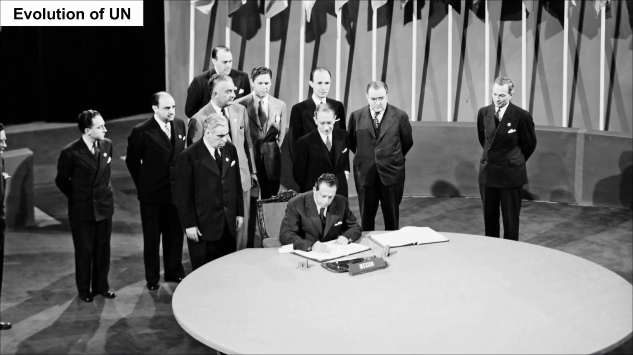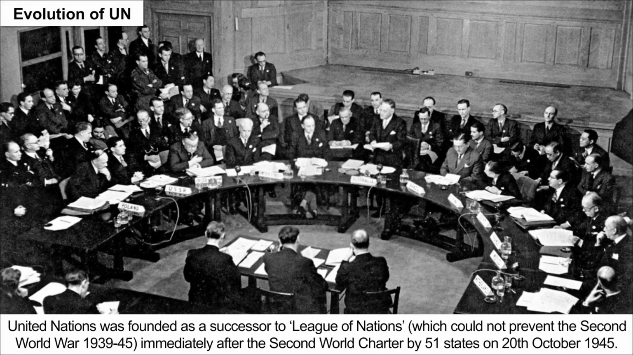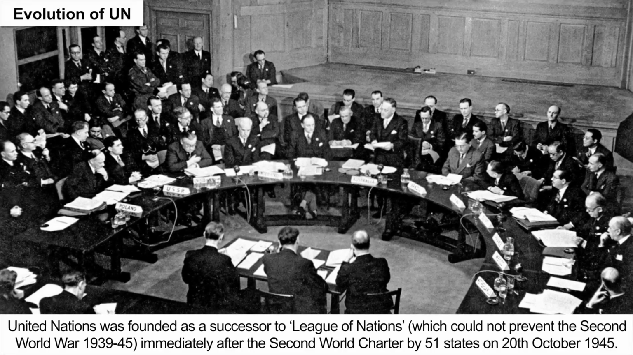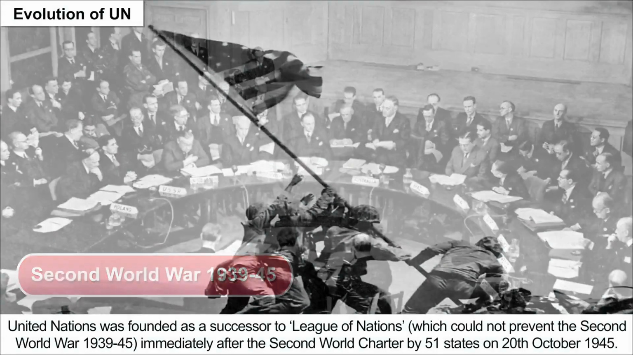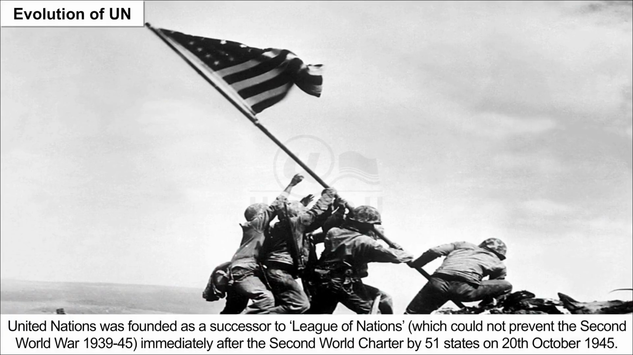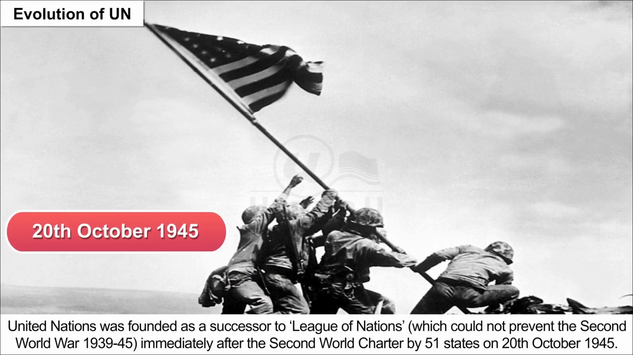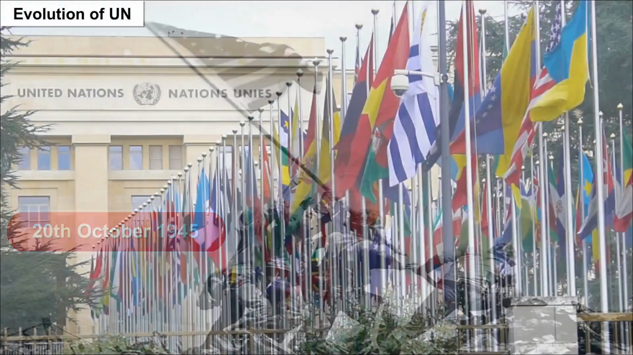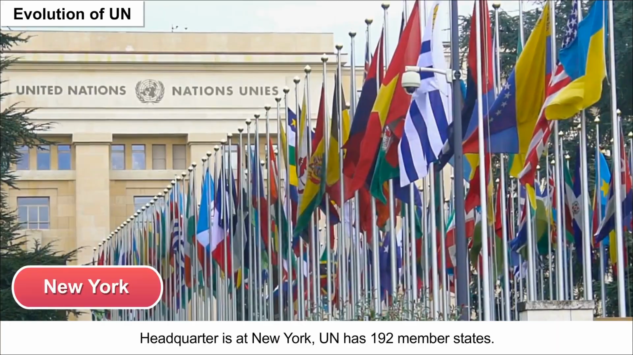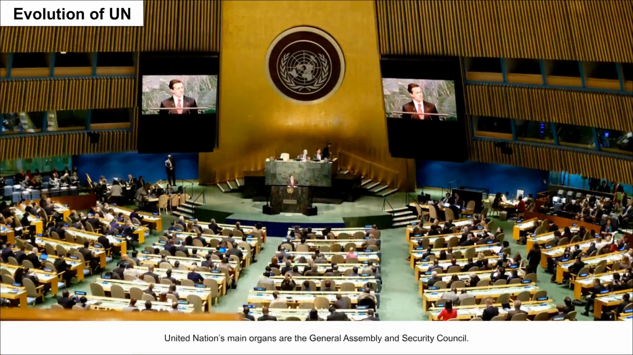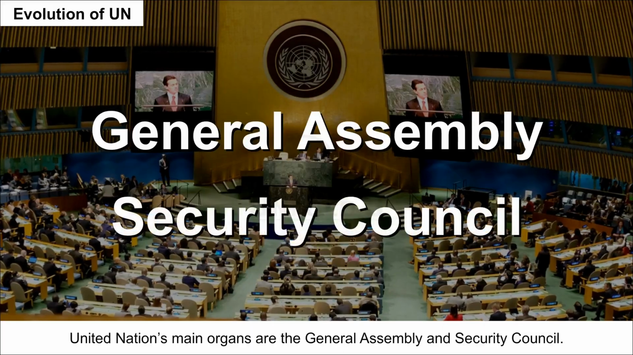Evolution of UN. United Nations was founded as a successor to the League of Nations, which could not prevent the Second World War, 1939–45. Immediately after the Second World War, the UN Charter was signed by 51 states on 20th October 1945. Headquarters is at New York. UN has 192 member states. United Nations main organs are the General Assembly and Security Council.